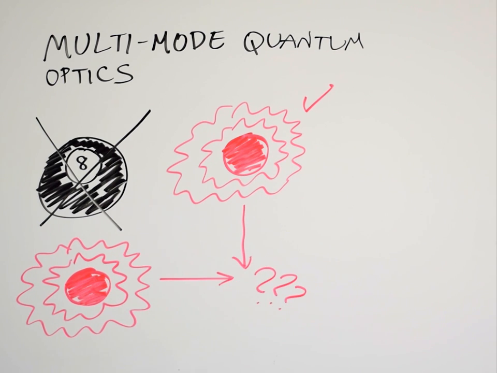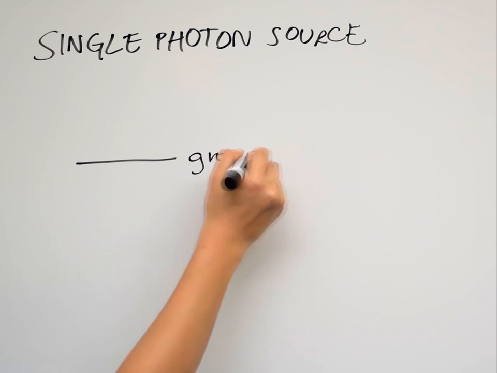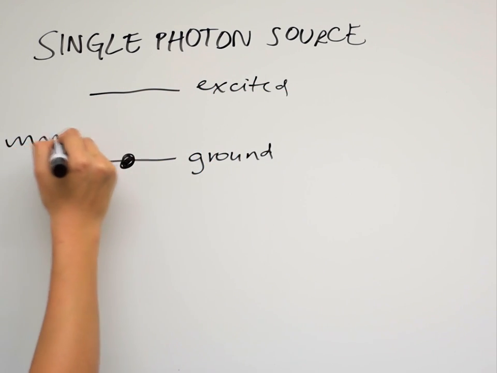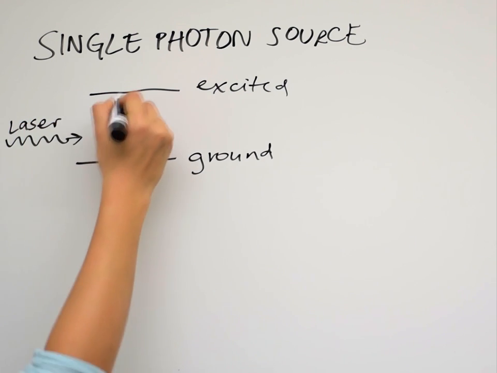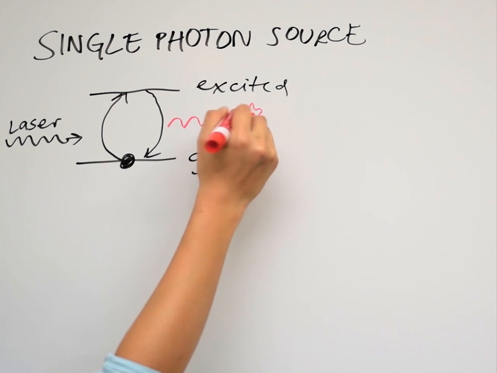But what produces single photons? One popular source is the quantum two-level system, a system with one ground and one excited state. Beginning with the system in its ground state, then excited by a short pulse, it returns to its ground state roughly by emitting a single photon.